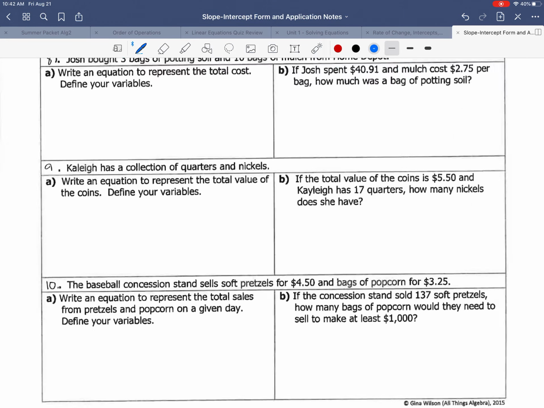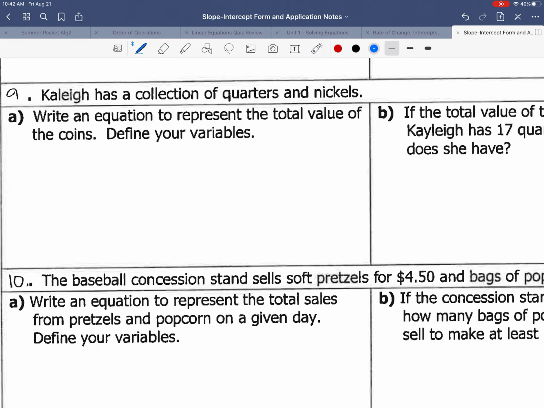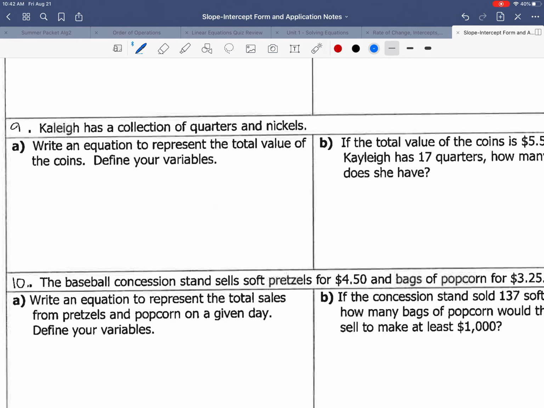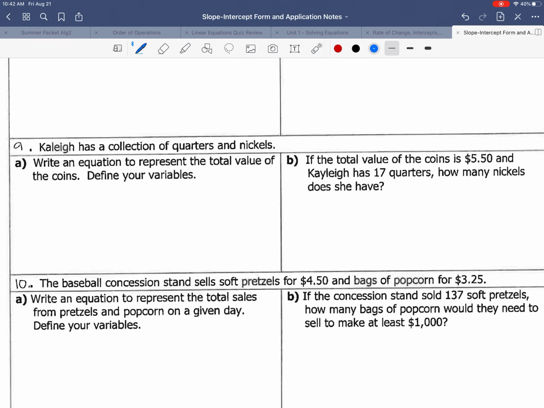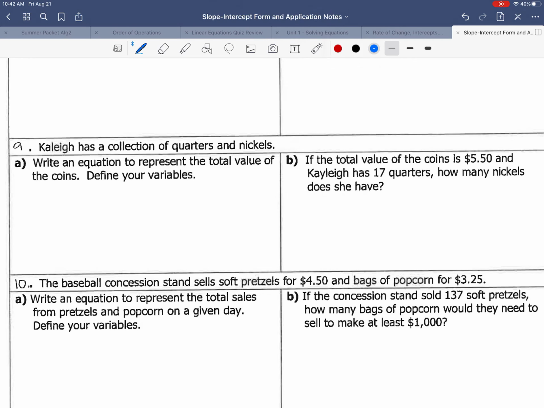Our last example for these applications says, Kaylee has a collection of quarters and nickels. All right. Write an equation to represent the total value of the coins. So we have to use some knowledge that we just know from life. Knowledge such as how much is a quarter worth, how much is a nickel worth, in order to do this. You're going to have 3 total variables because it wants an equation for the total value. Then we also need to keep track of quarters and nickels.